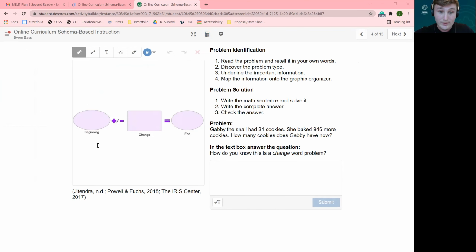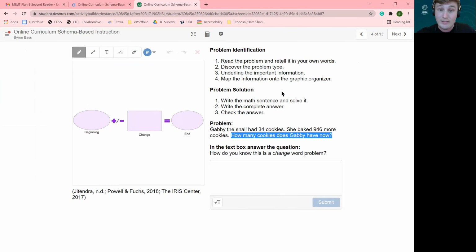Once students begin to feel comfortable identifying a schema and using the schema's graphic organizer, they'll begin working with problems that have unknown information. We don't call these story problems anymore. These are called word problems. And you'll see here's a key difference: How many cookies does Gabby have now?